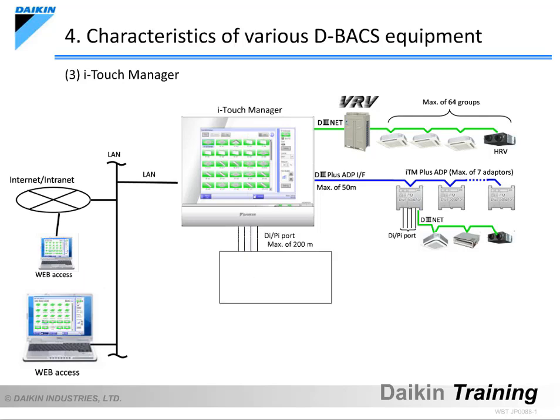There are other functions available with the iTouch Manager, such as a function that shuts down all the connected indoor units when the built-in DI port receives an off signal from the external disaster prevention equipment, and a function that allows, with an optional electric meter with a pulse counter connected to the PI port and optional software, proportional distribution of the air conditioning power consumption charge.